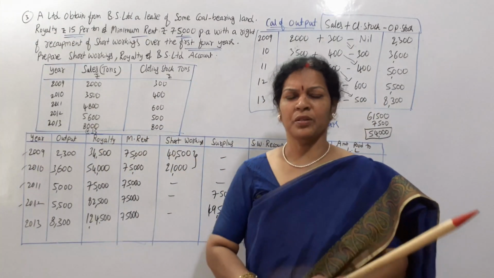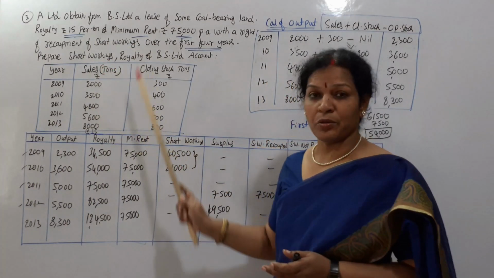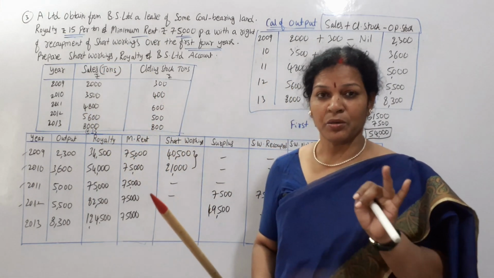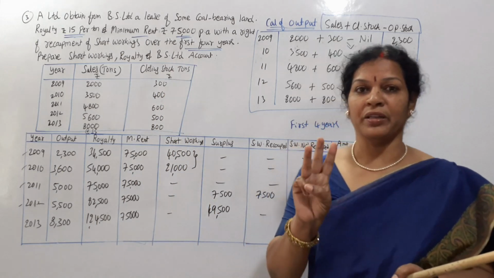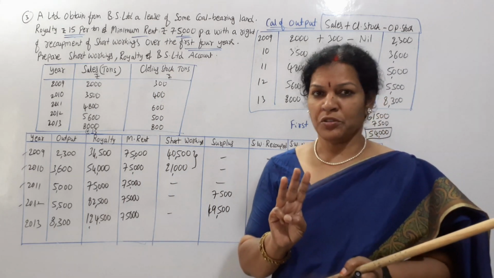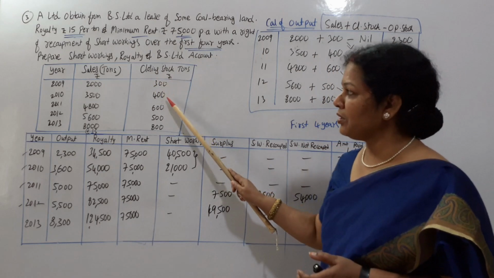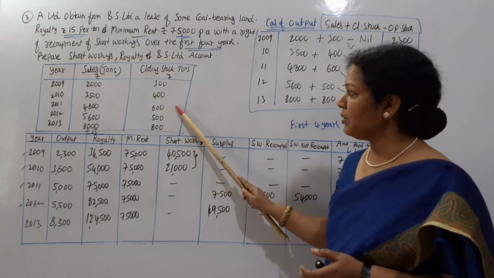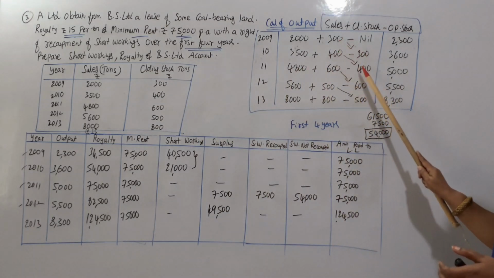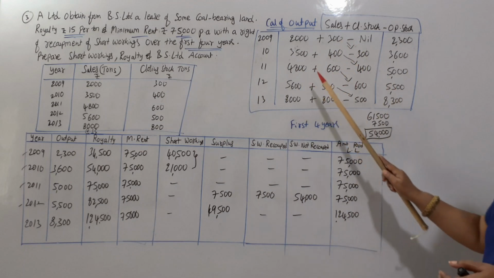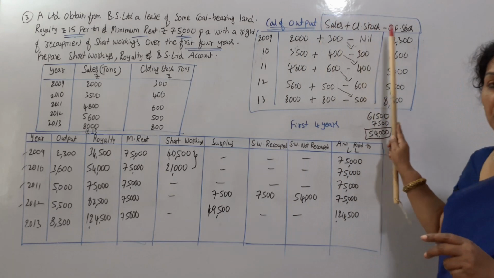So this problem, not much difference. The only thing is output was not given. They gave sales and closing stock. Always remember, when sales and closing stock are given, to calculate output, the formula is sales plus closing stock minus opening stock. Every year's opening stock will be this one. 300 will be the 2010 year opening stock, 400 will be next year's opening stock, like this. 300, 400, 600, 500, like this. So like we have calculated the output, sales plus closing stock minus opening stock.